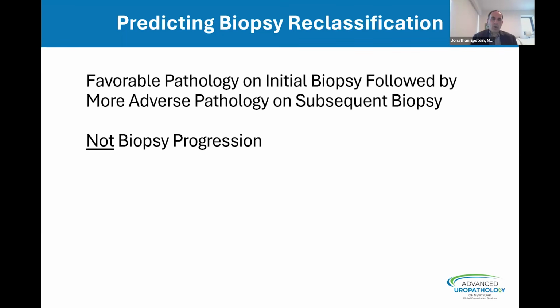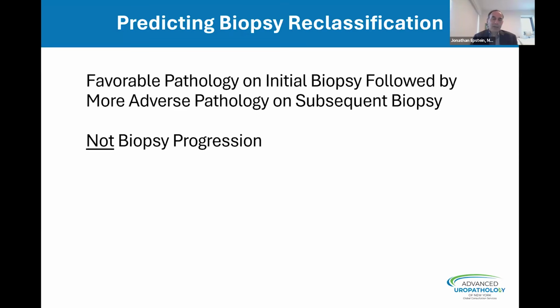So when we try to predict who's going to be a good candidate for active surveillance, we talk about what's going to happen in the future. And if in the future they have worse pathology on the subsequent biopsy, we call it reclassification. We don't use the word progression. The reason why: progression implies that, for example, if you go from a 6 to a 3 plus 4 equals 7 on your second or third biopsy on follow-up, that 6 became more aggressive. It progressed from a 6 to a 7. The disease changed in some way.